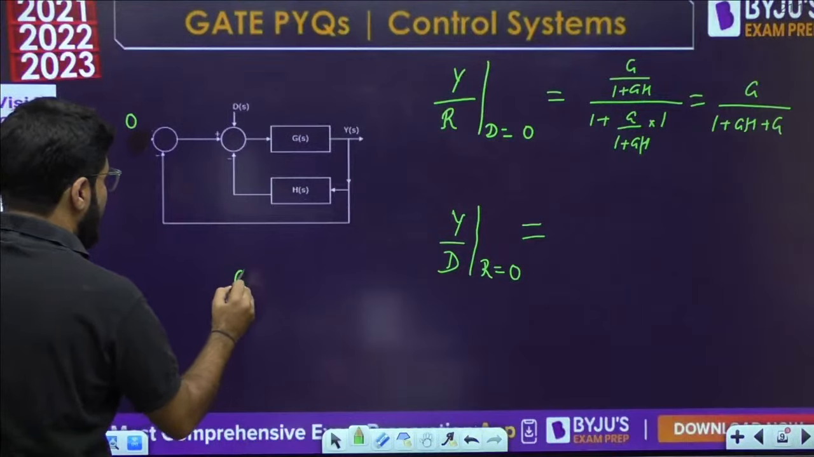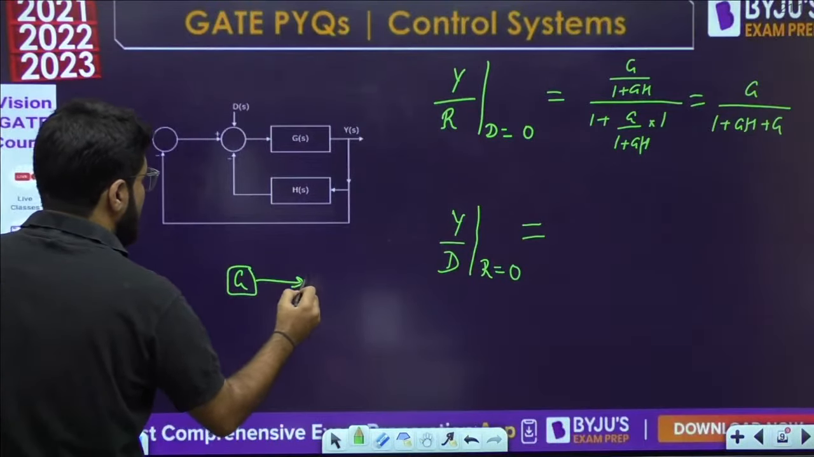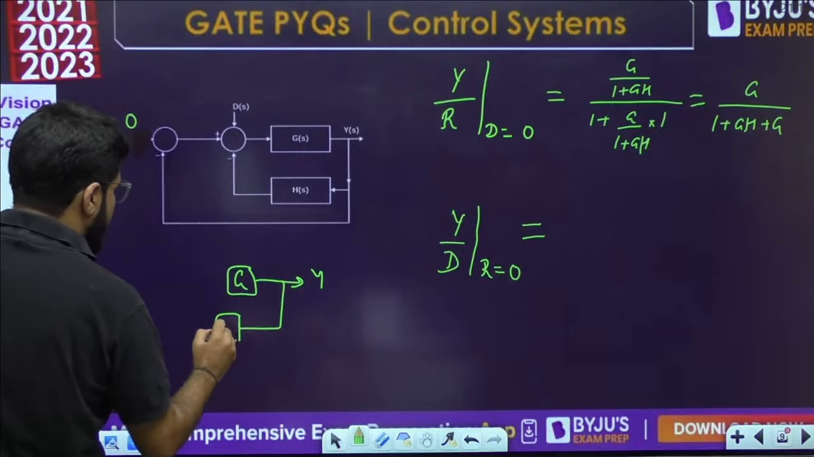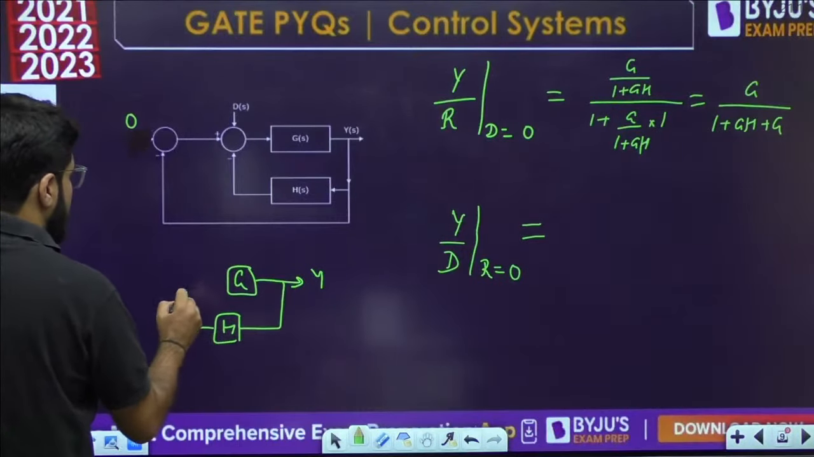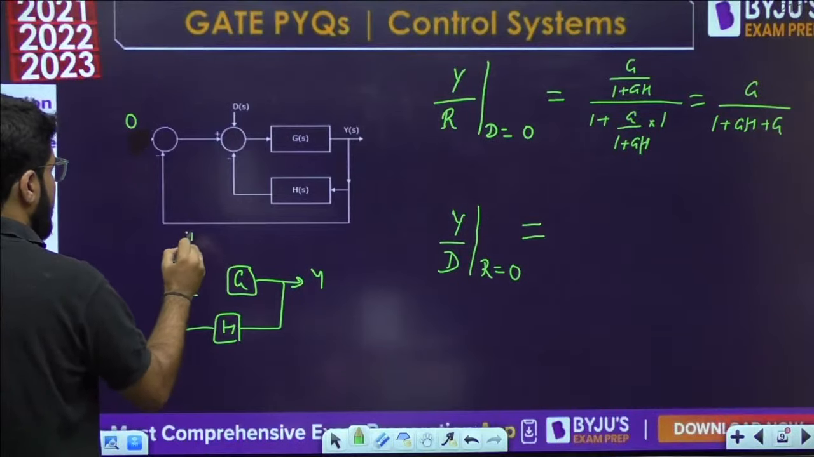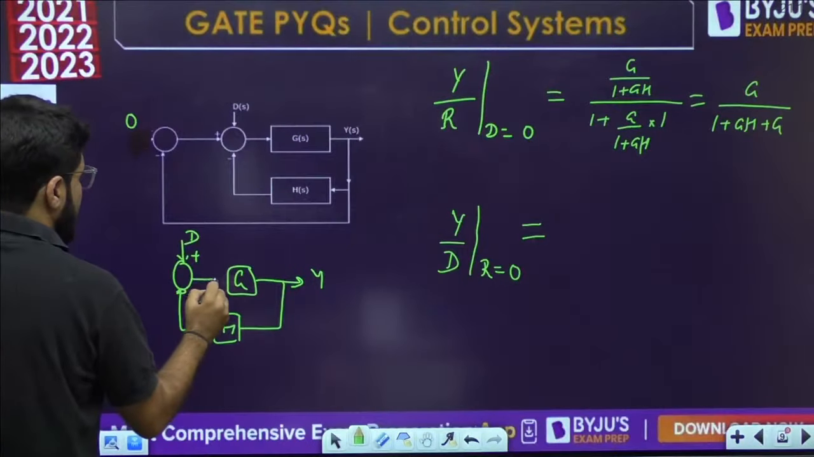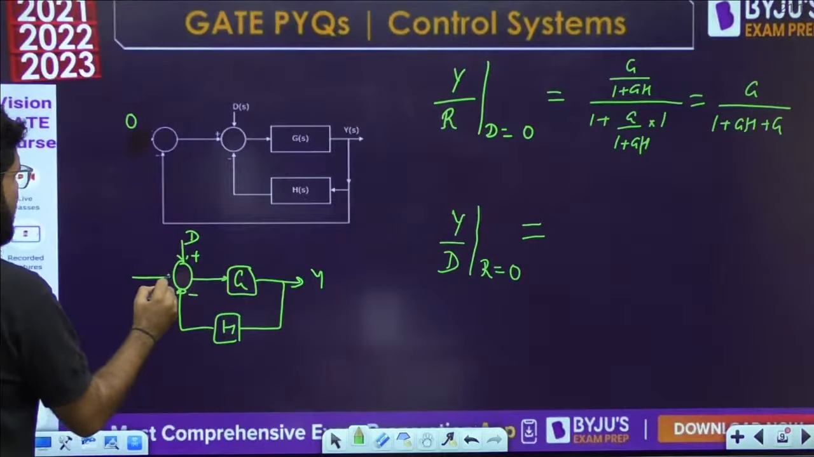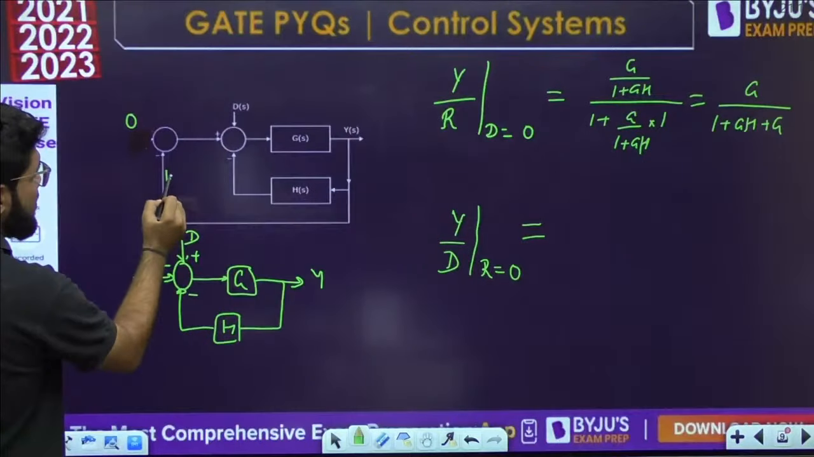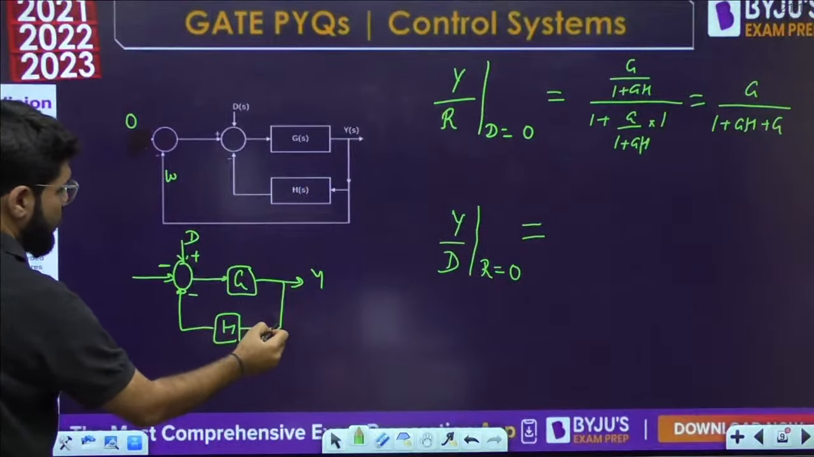So what is effectively going to happen then? Still you have this G path. That feedback will still be there, feedback gain H. This enters here with minus. This is the input D. This goes here, and now there is one more signal that is going to enter here with the minus sign. And what is this W? This is coming up from the output only.